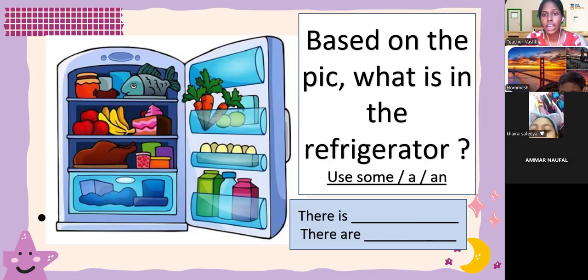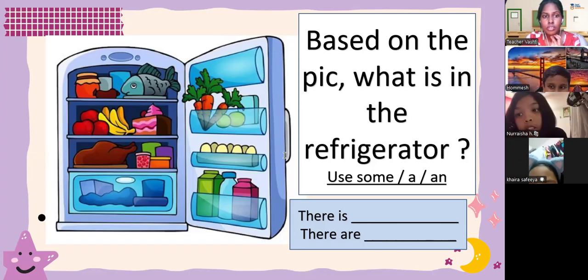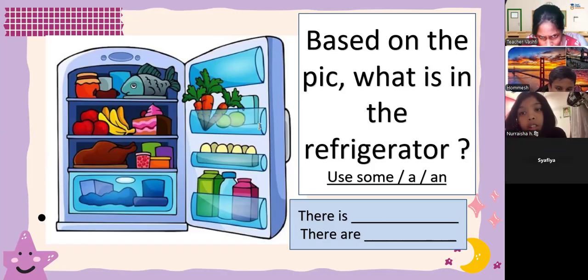If there are many, can you use an? What did you copy earlier? An is used for only one. If there are many, you must use some. Amar Nafal, very good. Rai, very good. Homesh, what's your answer? Still writing? Sofia. Teacher, what is behind the carrot? Potatoes. Potato. Sofia Zera, where are you?